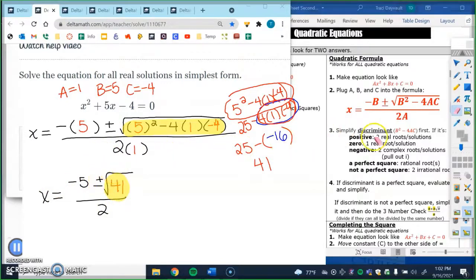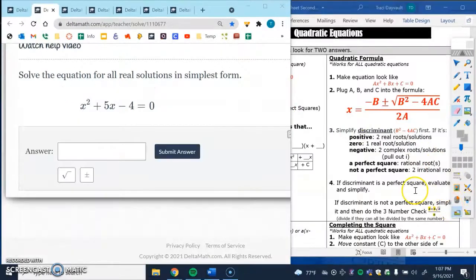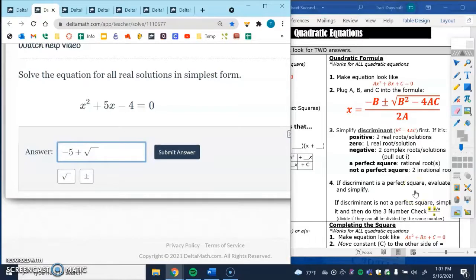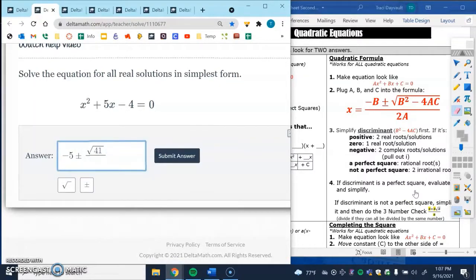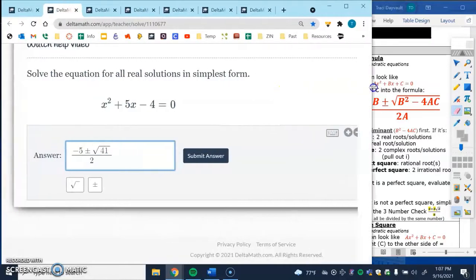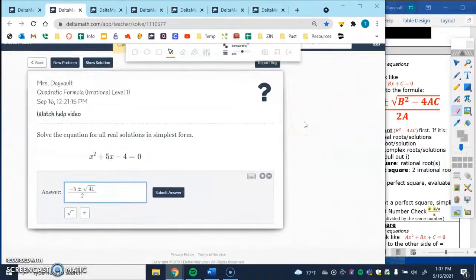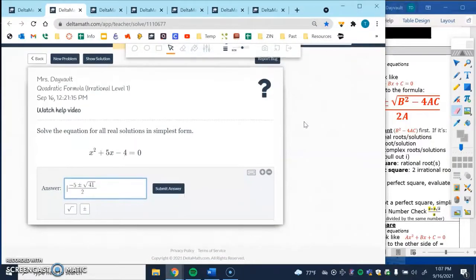-5 plus or minus the square root of 41 over 2. So watch this, -5 plus or minus the square root of 41, and actually I do have to put the -5 up on top of the fraction, so I'm going to backspace that. All right, it says solve for all solutions in simplest form. I'm going to leave the answer like that, and it sort of looks like it's not finished. But the thing is that's an exact answer.